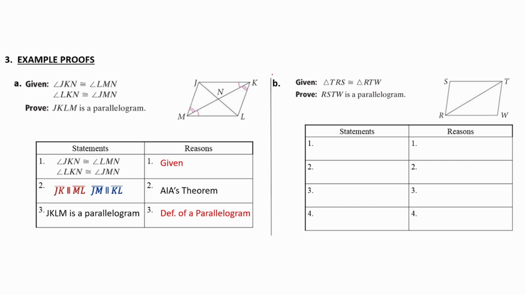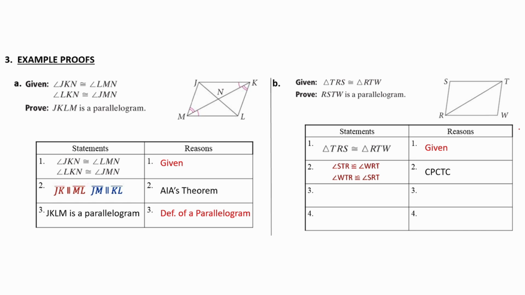In our example B here, we're given that we have these two triangles now, so we only have one diagonal, but we're told that these two triangles are congruent. So we have TRS, which is the upper left triangle here, and we have RTW, which is the bottom right triangle. And we want to prove that RSTW is in fact a parallelogram. So again, as usual, we'll start off with our given statement. So we know that these two triangles are congruent.